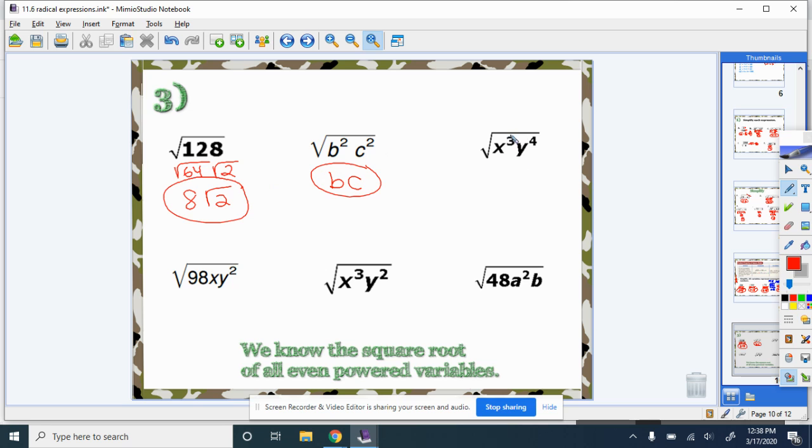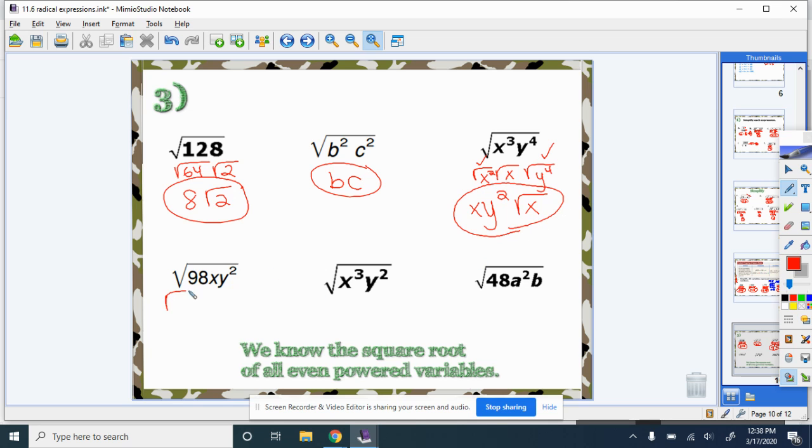All right, an odd-powered variable. That's always a problem. We want to break it up into something times x. So x to the second power times x would work. The reason we want to do that is that the square root of this even power, the square root of x squared is x. The square root of y to the fourth is y squared. The only thing I don't know how to deal with is that square root of x. So your answer would be xy squared root x.